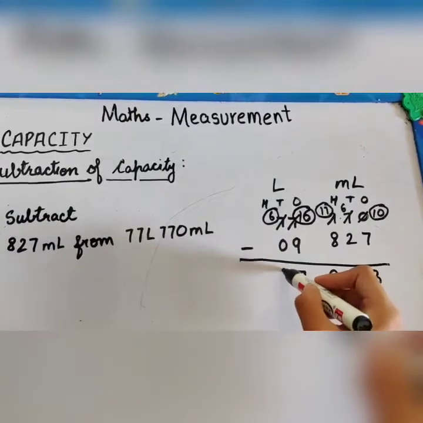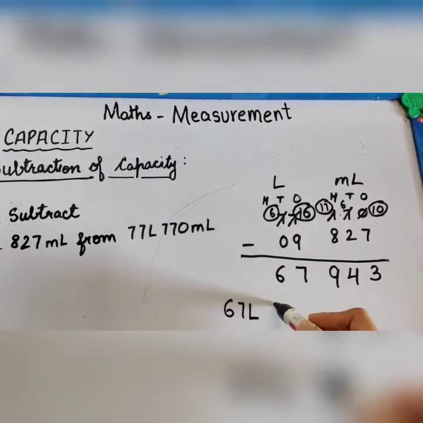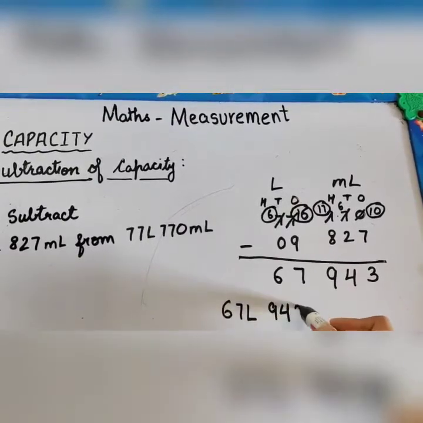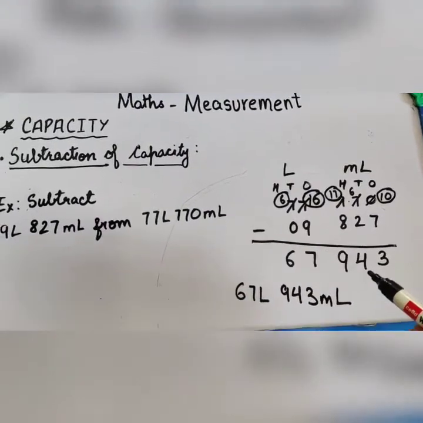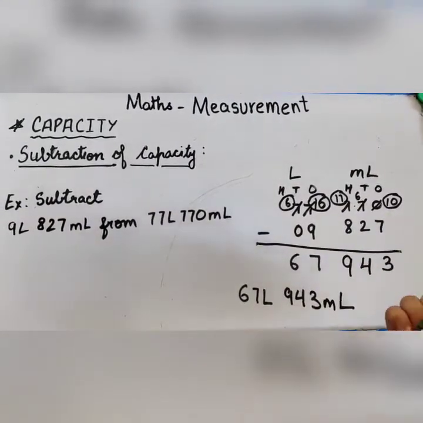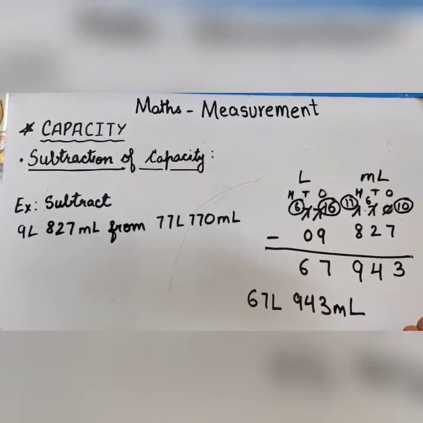6 minus 0 is 6. So what will be our answer? 67 liter 943 milliliter. This will be our answer. This is how we do subtraction, by writing it in columns and then subtracting. I hope you have understood this.